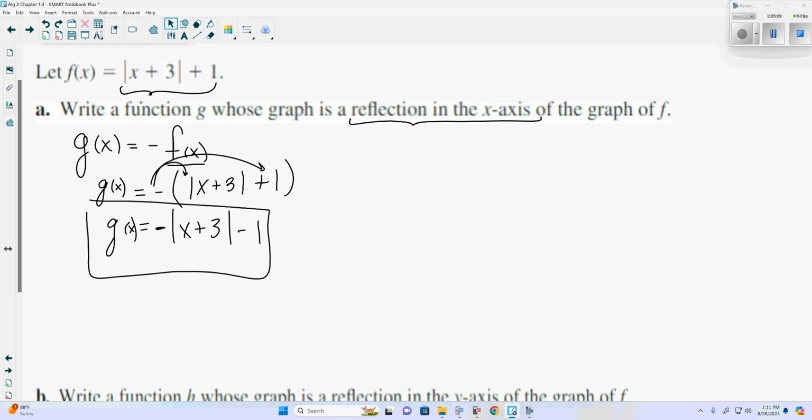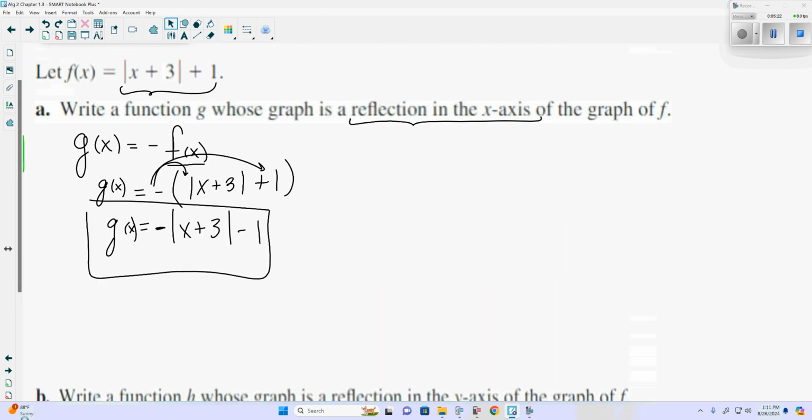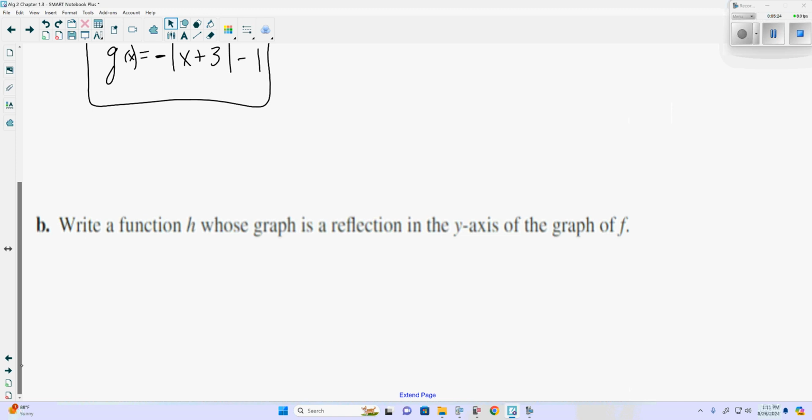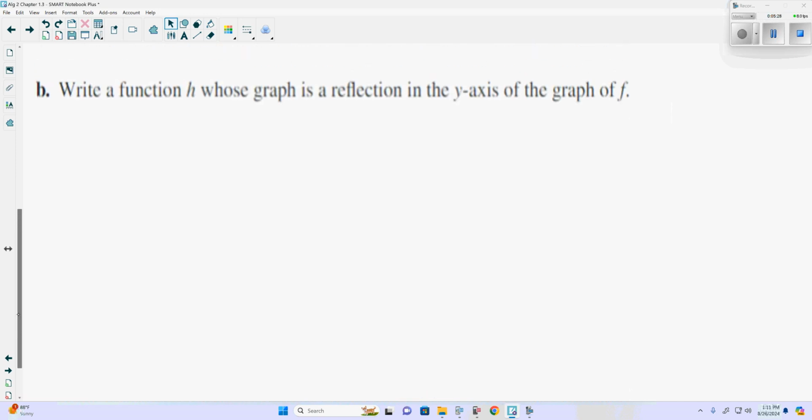So how do we feel about reflecting across the x-axis so far? We good with this here? Let's look at the next one.